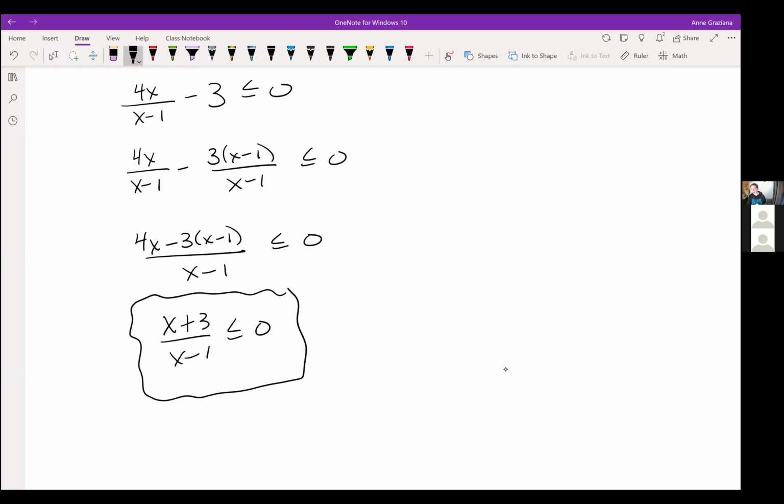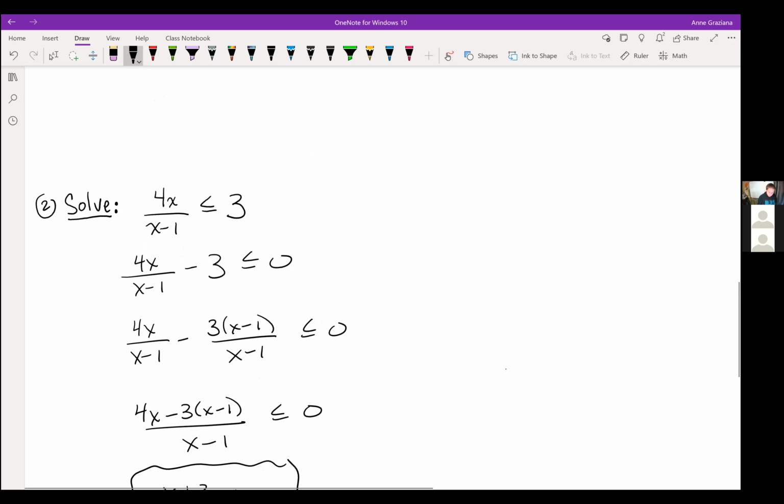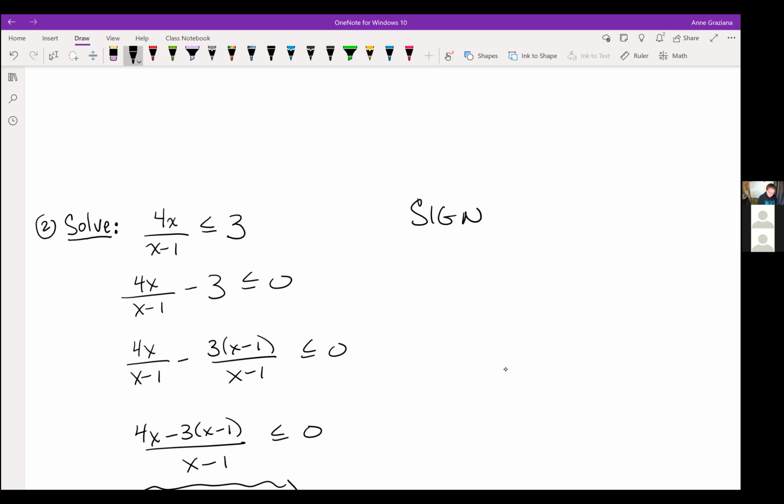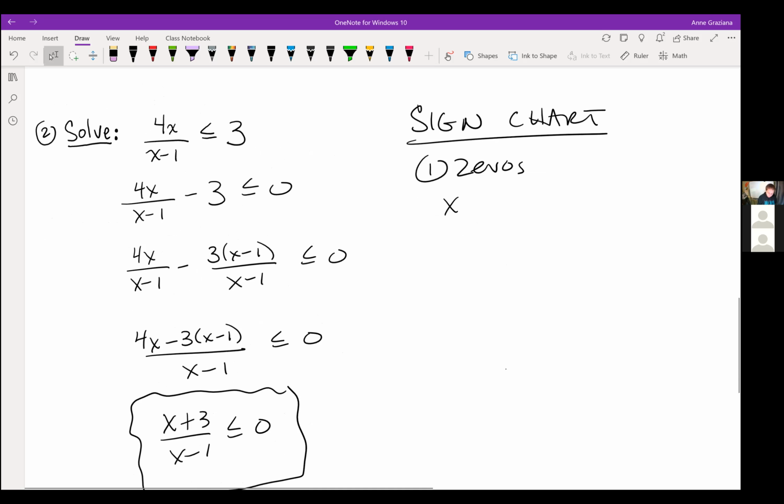Probably we're still doing number 1, huh? Okay, so remember, you cannot multiply by an unknown across the inequality. We cannot solve this unless we do a sign chart. So my sign chart has two things, zeros. So when this thing equals 0, which is going to be when x plus 3 equals 0, if you multiply both sides by x minus 1, you get x equals negative 3.